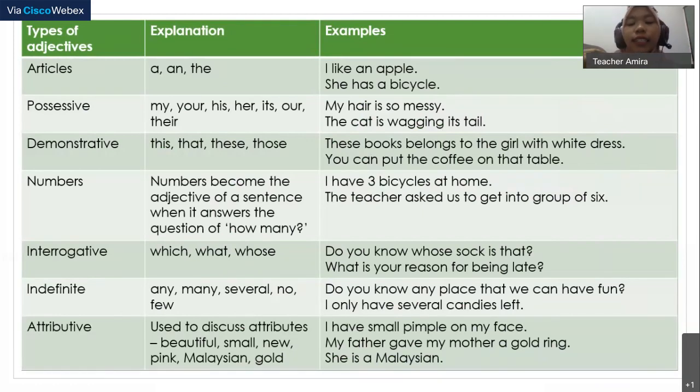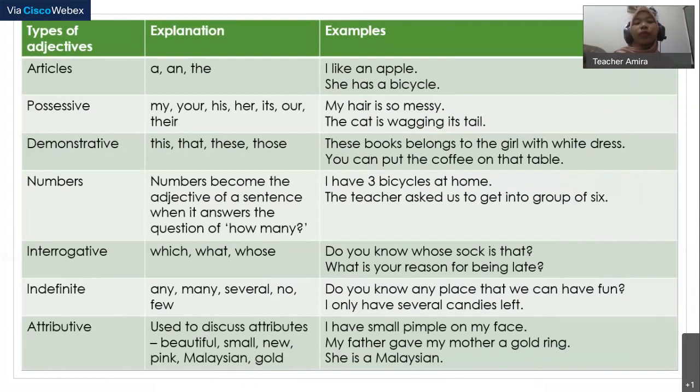And then the second example is, what is your reason for being late? Huh? What is your reason for being late? That's what my lecturer always asks me. And yeah. Well, the past is in the past. Okay, what is your reason for being late? So the question word what is the adjective for the noun.